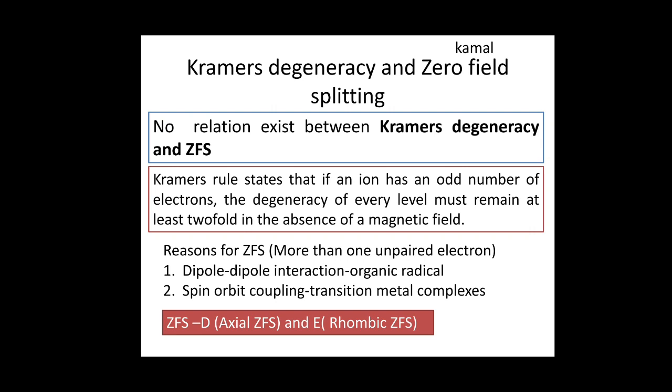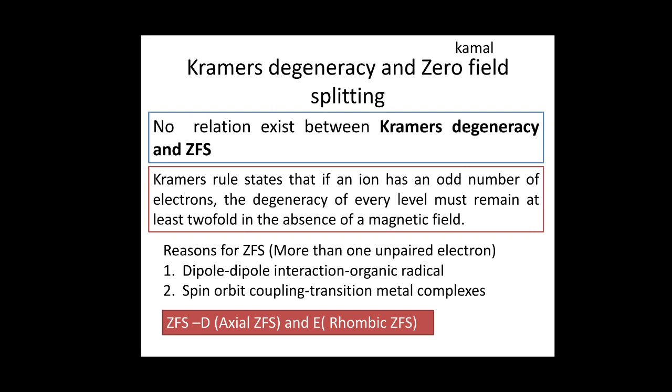You can apply it to anywhere. Zero field splitting is, again, related to more than one electron, and there are different things involved. I will tell you about those things. Okay, so before going into the detail of Kramer degeneracy, let me tell you what Kramer's rule is.